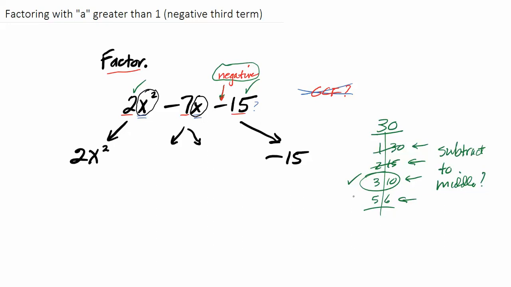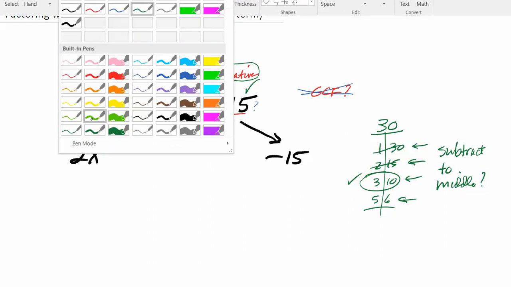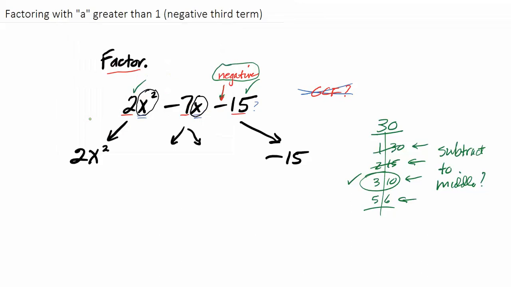So what are we going to do? Well, of course, if I can get this to write for me, I'm going to write a negative 10x, and I'm going to write a positive 3x. Now, let's just make sure. Look at the green ones. Does a negative 10x and a positive 3x give me negative 7x? Yes, it does. Okay, so this is correct. Now I'm going to move on.